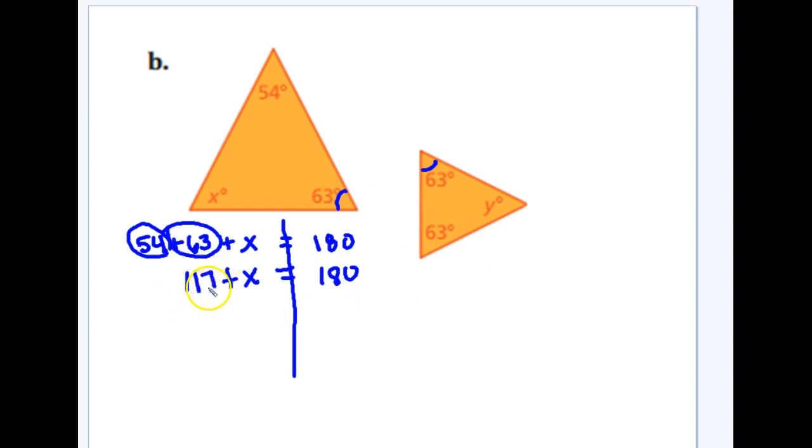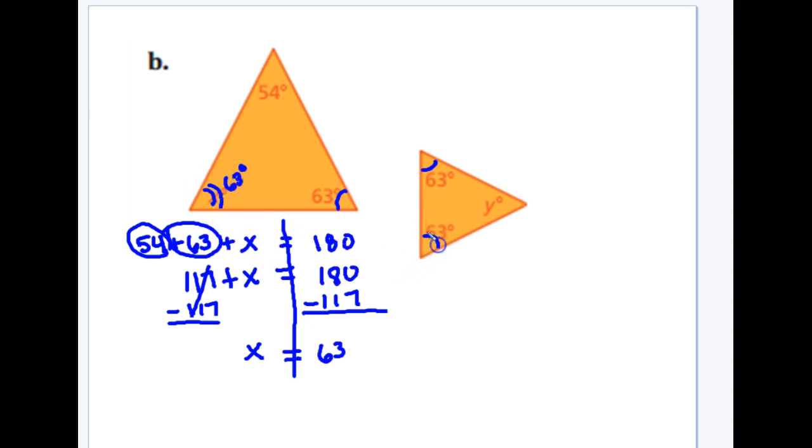So to move my 117, I have to add the opposite. So the opposite of 117 is negative 117. So I'm going to subtract 117 from both sides. This becomes 0. Bring down my x and my equal. The difference between 180 and 117 is going to be 63. So that tells me that this angle here is going to be 63 degrees.